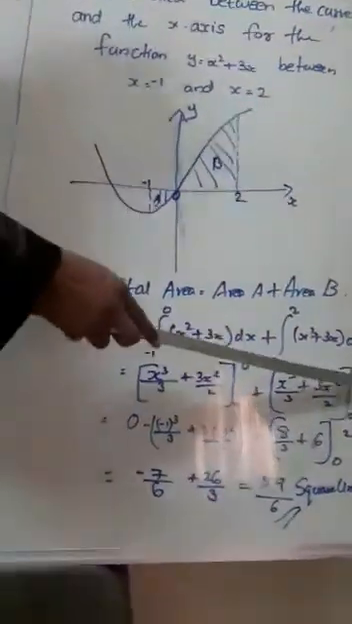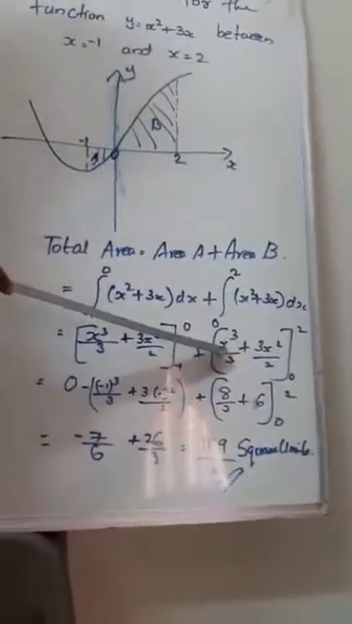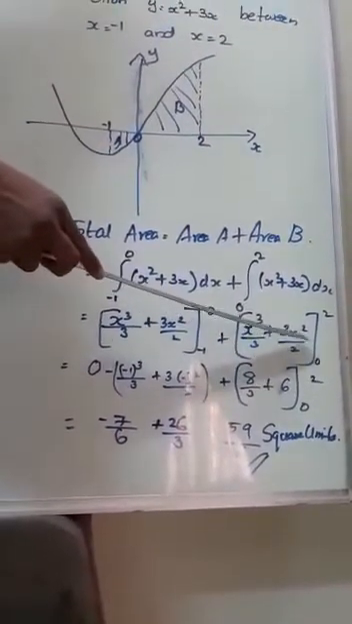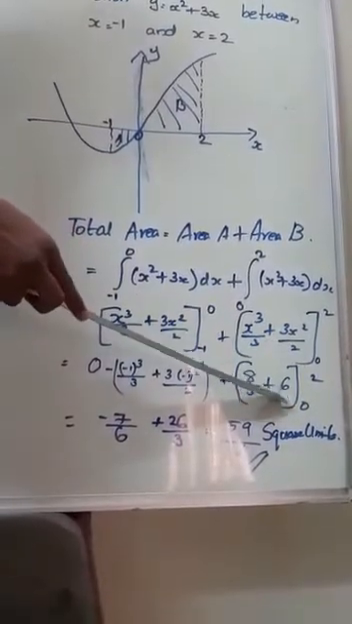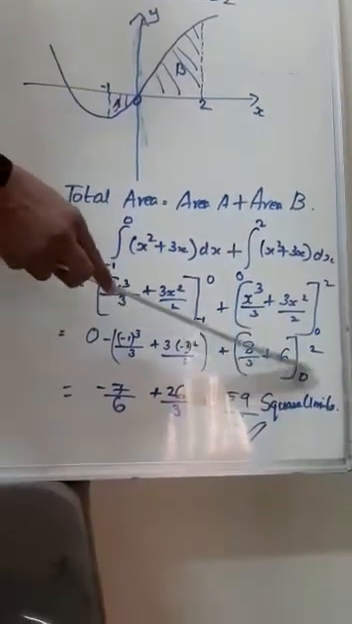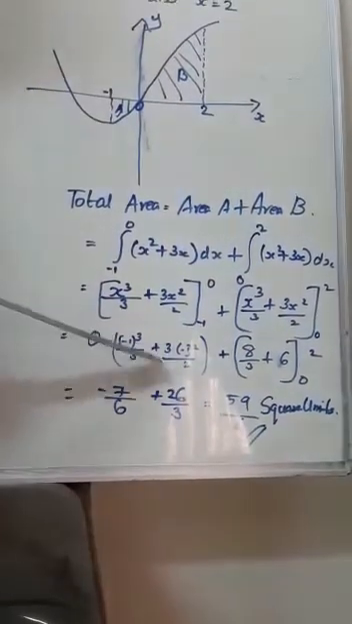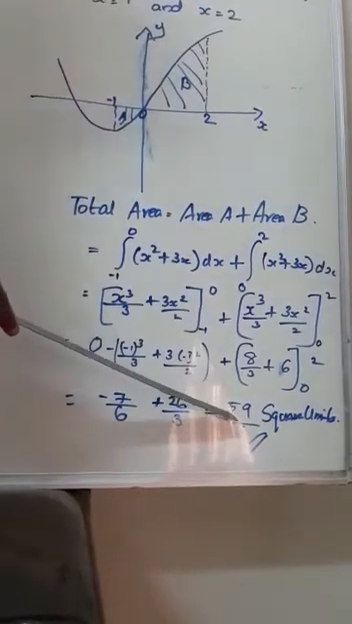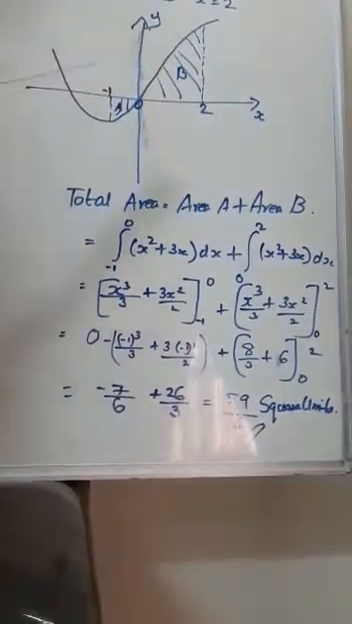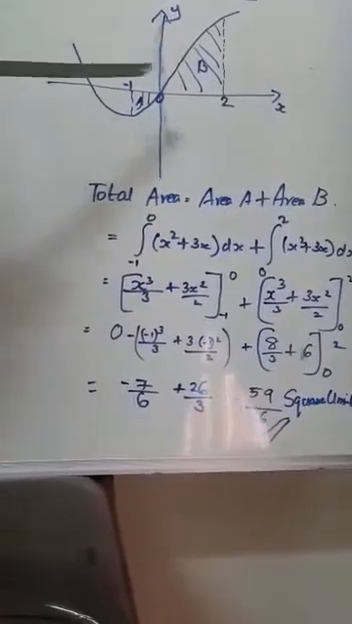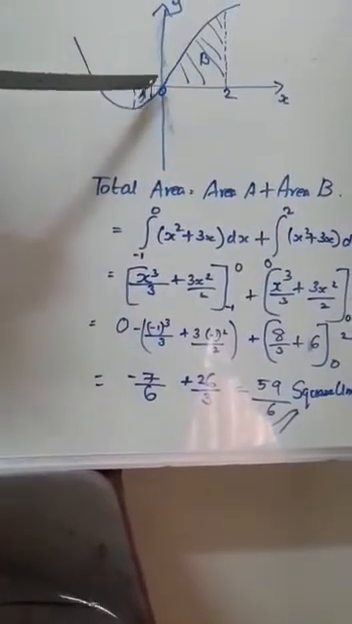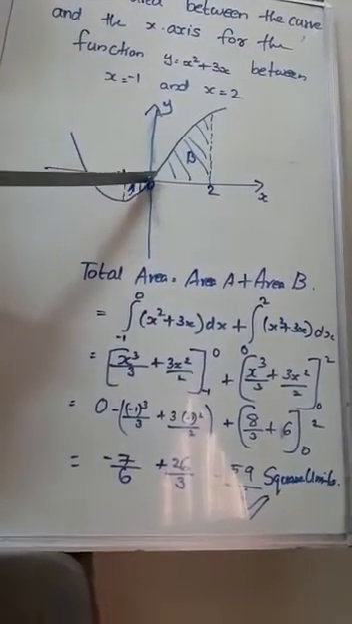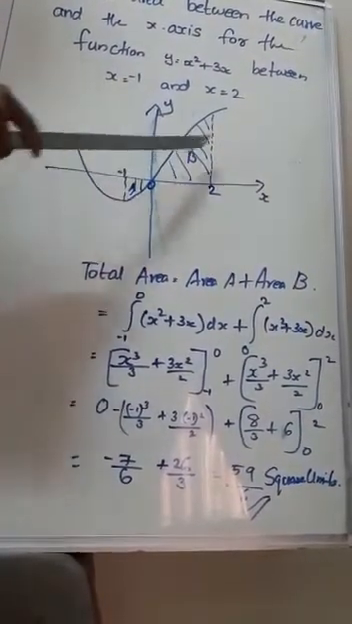Then I have to put 2 here. So 2 cube, 2 into 2 into 2, 8. 8 by 3 plus, now 2 square is 4, 4 times 3, 12. 12 by 2 is 6. Now the limits between 0 to 2. Then when you do it in the calculator, you will get these answers. Final answer is 59 by 6 square units. So if there is a question to find an area like this, you will cut into two parts and you will find the area between minus 1 to 0, then 0 to 2, then add, then you will get the total area.